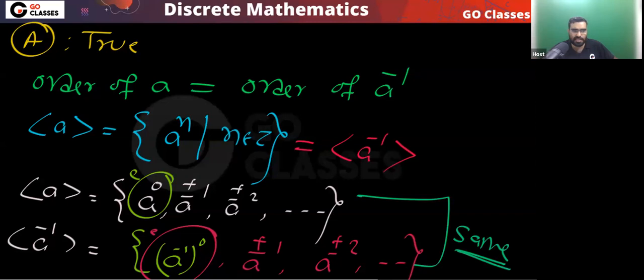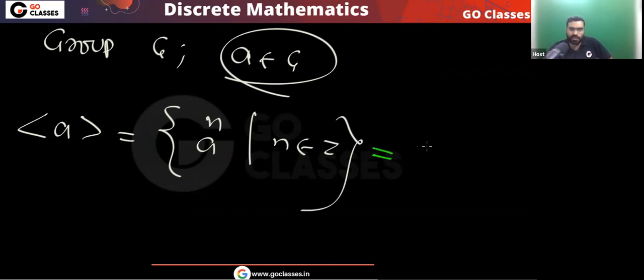I hope this point is clear. Very simple point: A and A inverse will generate the same subgroup. For any group, if A belongs to G, the subgroup generated by A is the integer powers of A, and the subgroup generated by A inverse is also the integer powers of A.